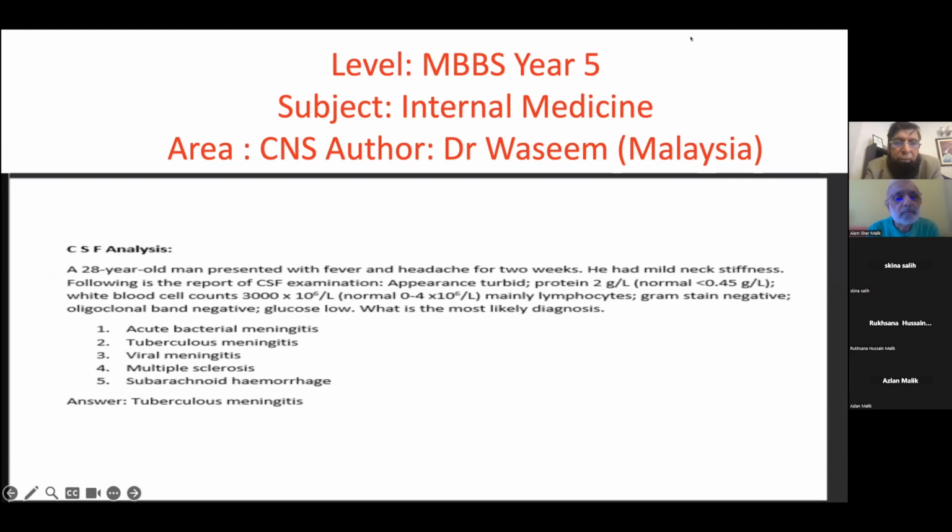A 28-year-old man presented with fever and headache for 2 weeks. He had mild neck stiffness. Following is the report of CSF examination. Appearance turbid. Protein 2 gram per liter, which is high, and white blood cell count is 3000, which is also very high. Mainly lymphocyte, gram stain negative, oligoclonal band negative, glucose low, and likely diagnosis. So he is tuberculous meningitis. Right. Any comments from other participants?